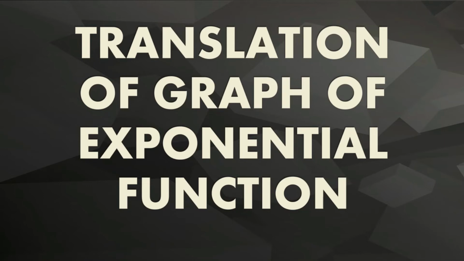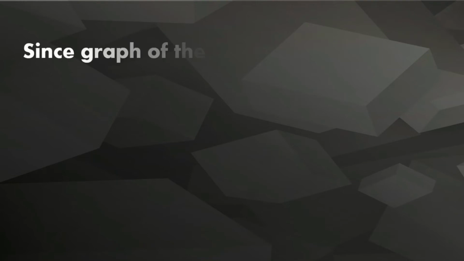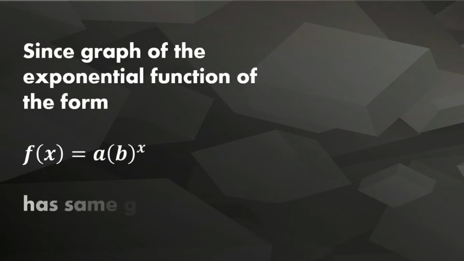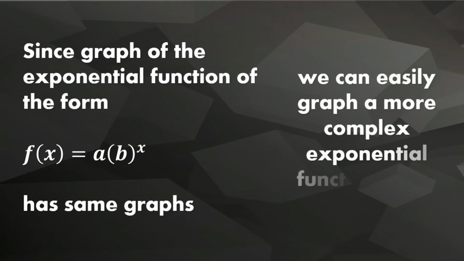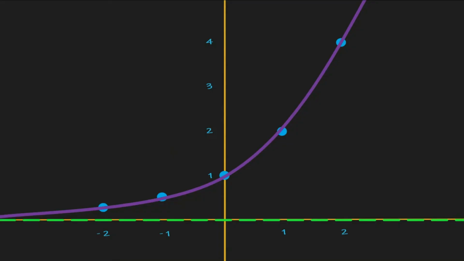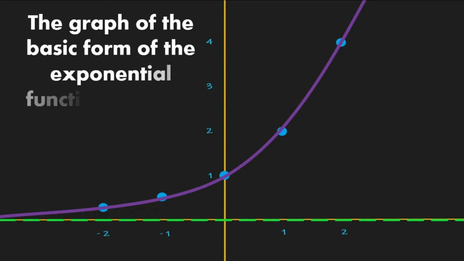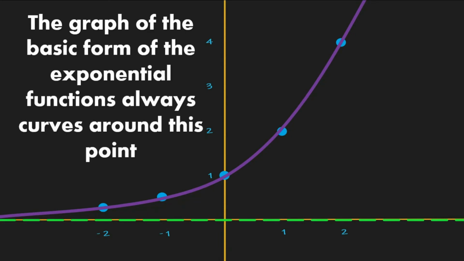Halimbawa, since yung graph ng exponential function of the form a b raised to x has same graphs, sabi ko nga kanina pare-parehas yan, we can easily graph a more complex exponential function using it. So this graph of the basic form of exponential function always curves around this point. Sinabi ko kanina, palagi silang nag-travel through the point 0, 1.